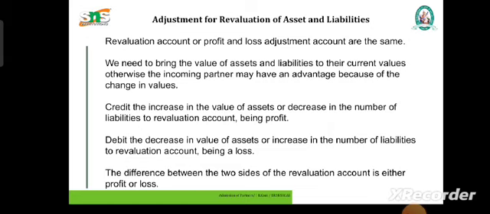Credit the increase in the value of assets or decrease in the amount of liabilities to the revaluation account, being a profit. Debit the decrease in value of assets or increase in the amount of liabilities to the revaluation account, being a loss. The difference between the two sides of the revaluation account is either profit or loss.